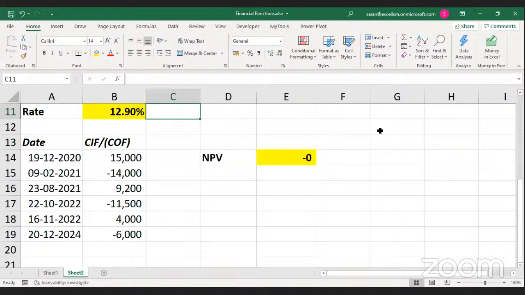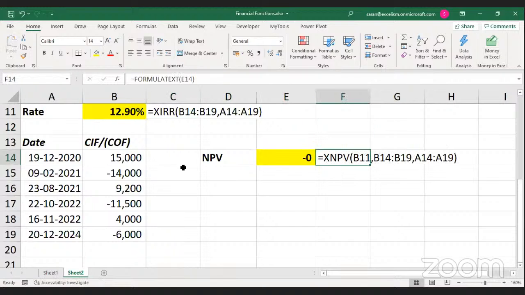So let me have the formula text. Rather, don't worry, I'm going to cover that, if not, maybe today, if time permits. This is the XIRR and XNPV function.